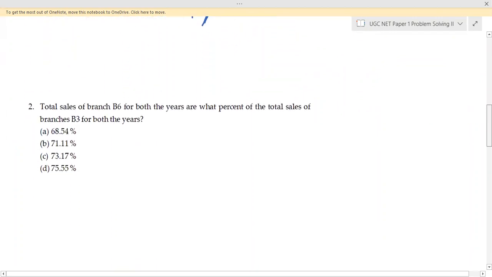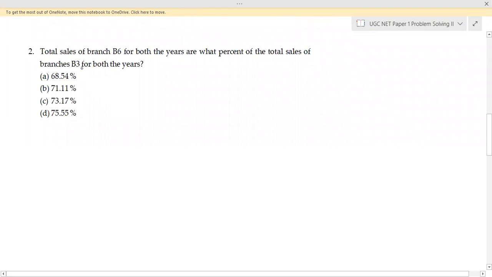Question number 2. The question is: the total sales of branch B6 for both the years are what percentage of the total sales of branch B3 for both the years? I hope it is clear to you. We are asked to find the percentage, so be clear with what percentage is. Percentage always means we take a fraction and multiply that fraction by 100. Whenever they ask what percentage this value is of the other value, all we need to do is collect the fraction and multiply it by 100. That would give the answer very easily.